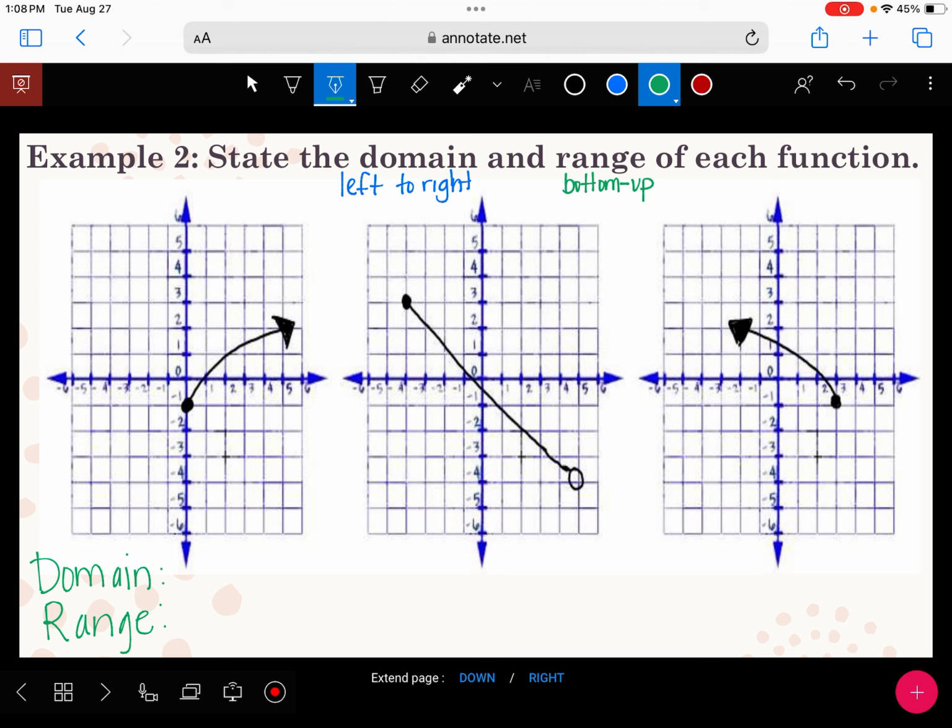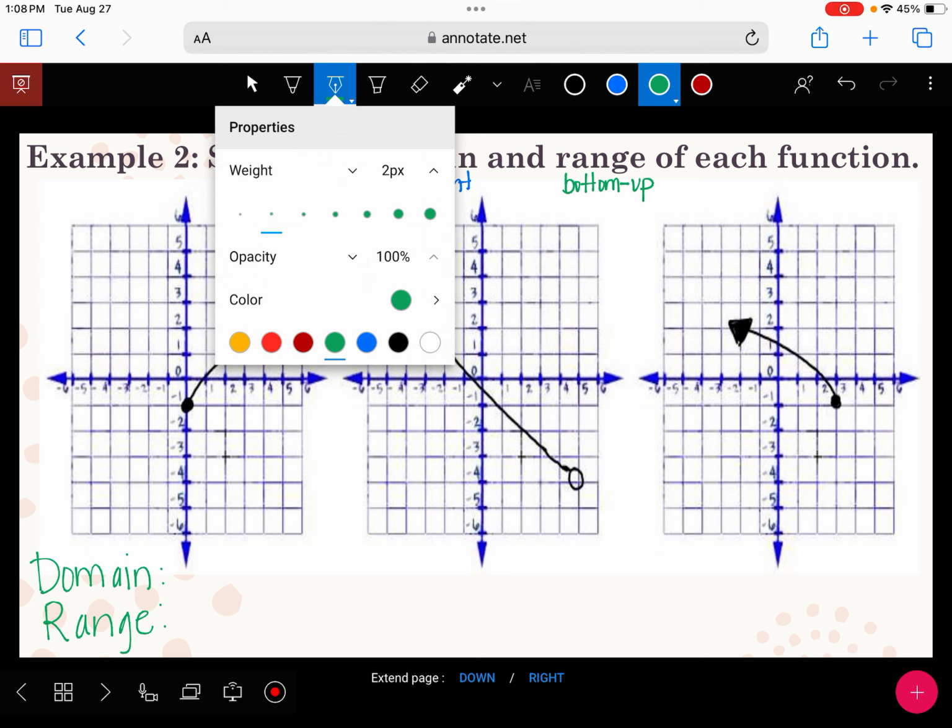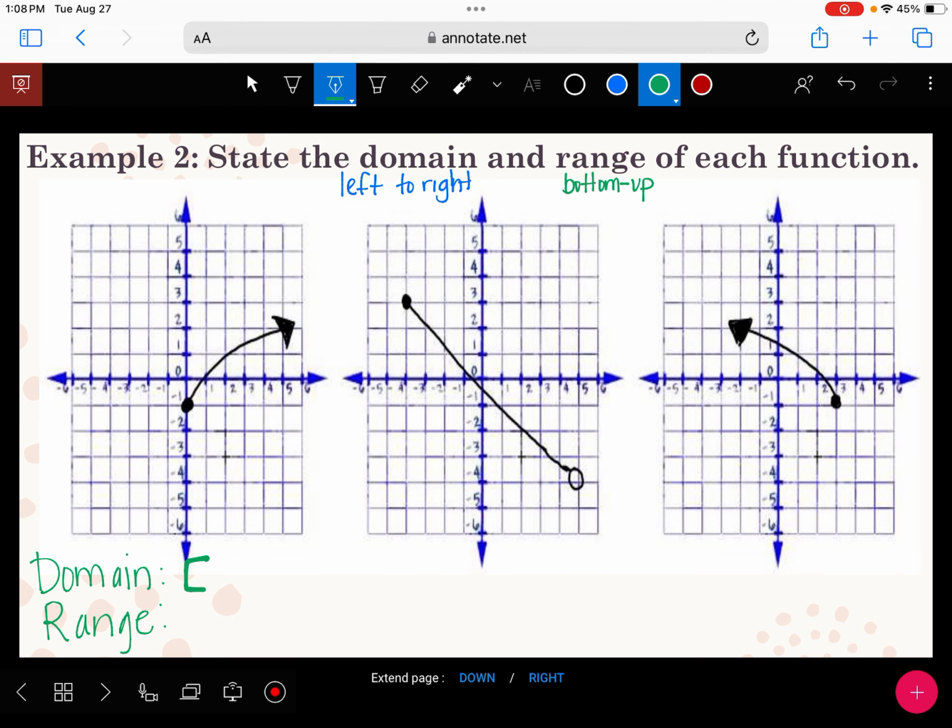On the 0, am I going to put a bracket or a parentheses? A bracket because it's a closed circle. If it were an open circle, it would be a parentheses.